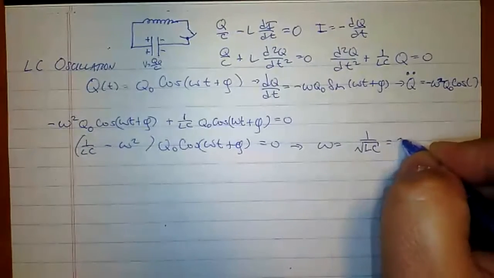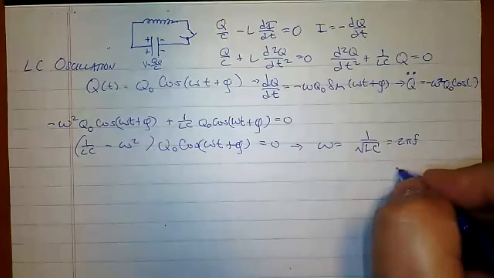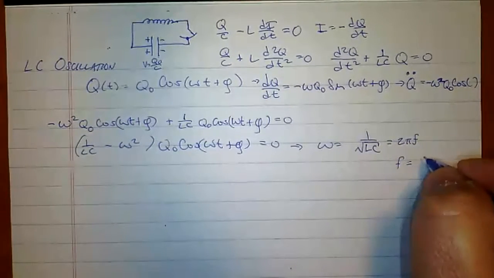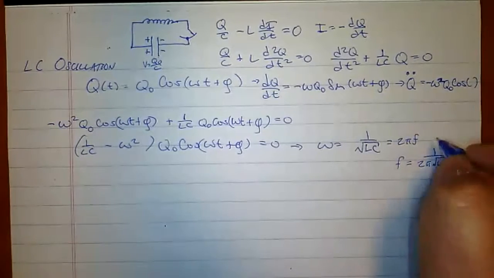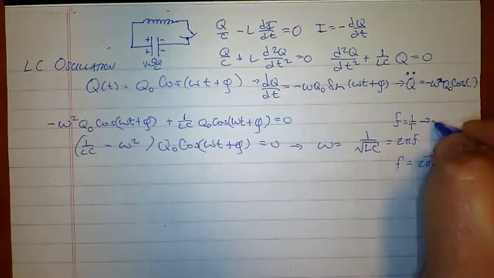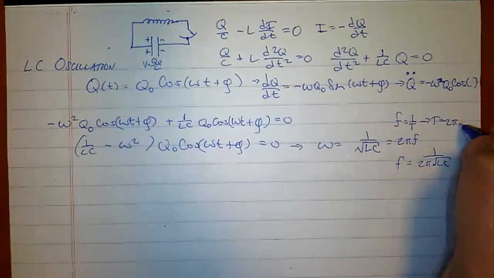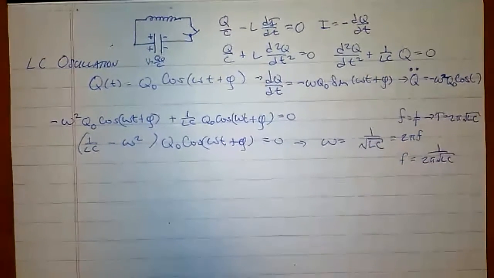And in fact, omega is also equal to 2 pi f. So from that, we can say f is equal to 1 over 2 pi square root LC. And since f is 1 over the period, we can say that the period is equal to 2 pi square root LC. So those are all different values we can use.